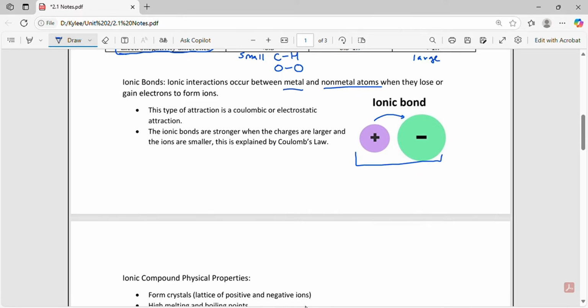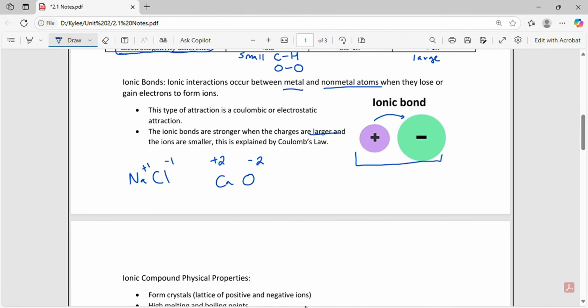They are stronger when the charges are larger. For example, if I had something that formed a +2 ion and a -2 ion, like calcium with oxygen, that's going to be a stronger bond than if I had sodium with chlorine, with both of them having +1 and -1. We can actually look at the charges to rank the strength of ionic bonds. If the charges are small, it's not going to be as strong as if I had something that had a larger charge. If we have small ions versus large ions, that will also increase the strength.